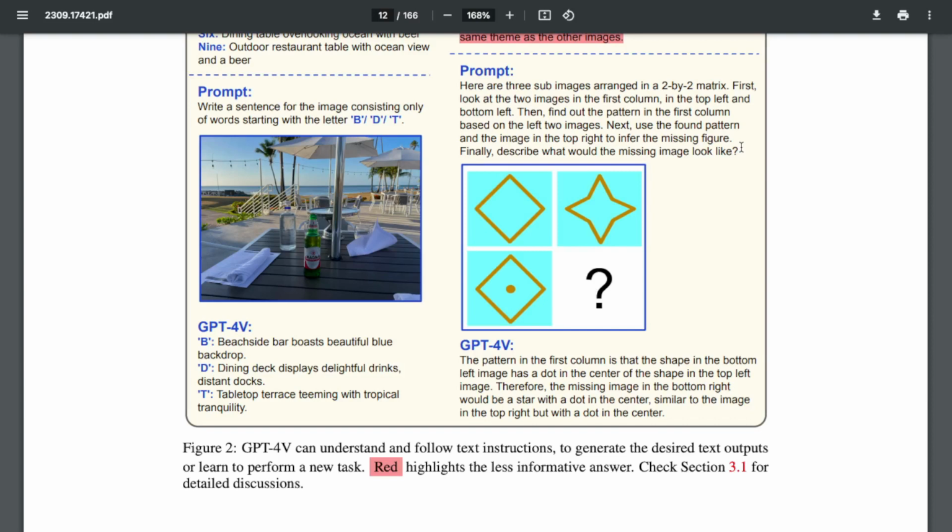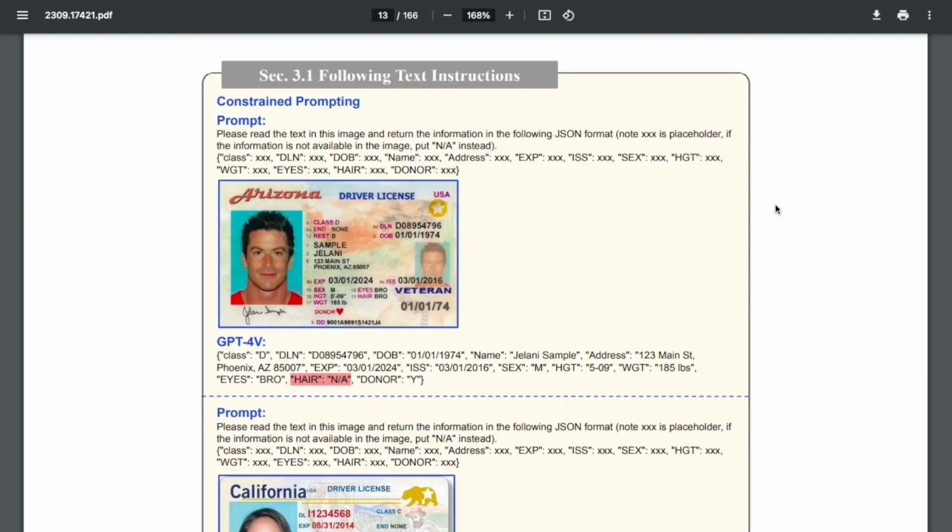And here they're saying GPT-4V can understand and follow text instructions to generate the desired text outputs or learn to perform a new task. Please read the text in the image and return information in the following JSON format. And you're looking for specifics here. It extracts most of it correctly, but in this section, you can see it says not available.